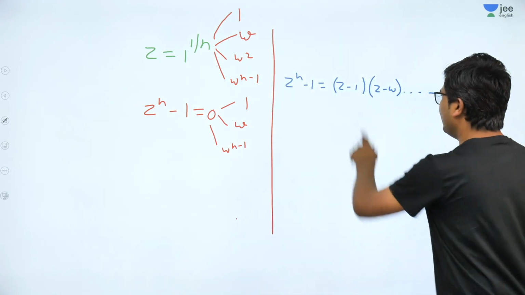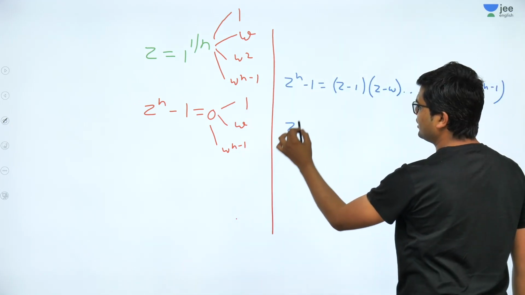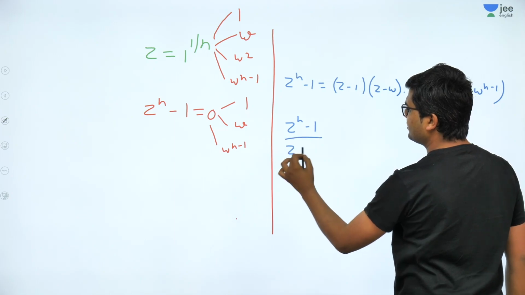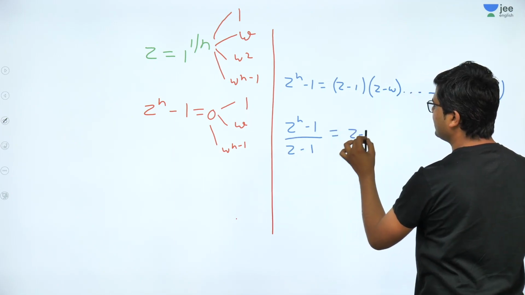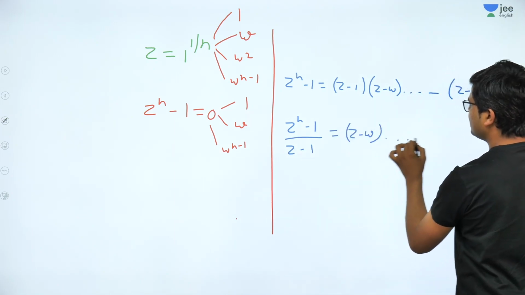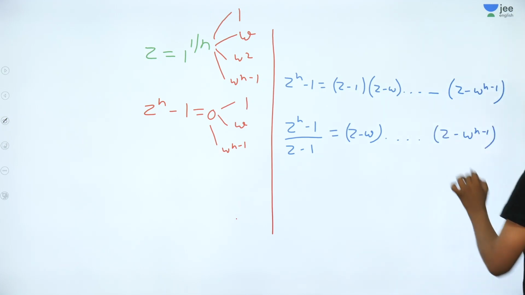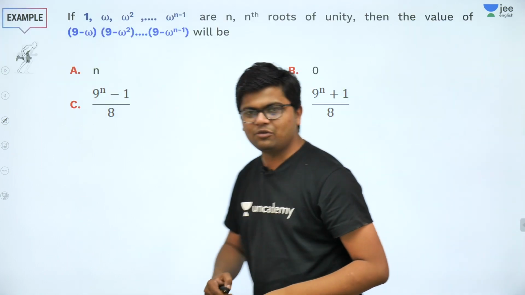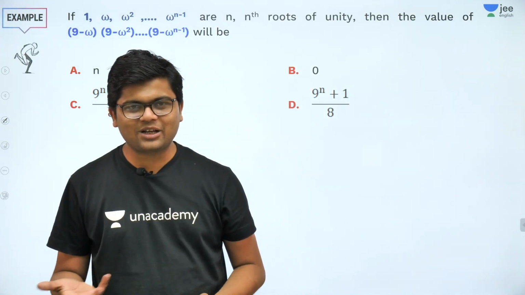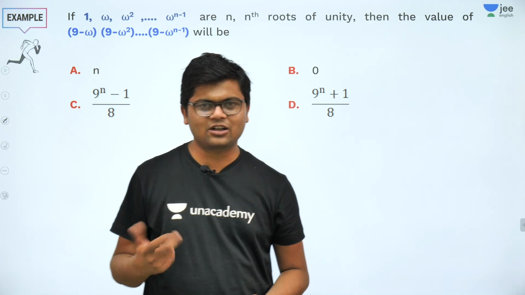That is okay. Now just take this z minus 1 to the denominator. It will become like this: z minus omega, and it still goes on till z minus omega raised to the power n minus 1. Now what we need to do is find 9 minus omega square, up to 9 minus omega raised to the power n minus 1.